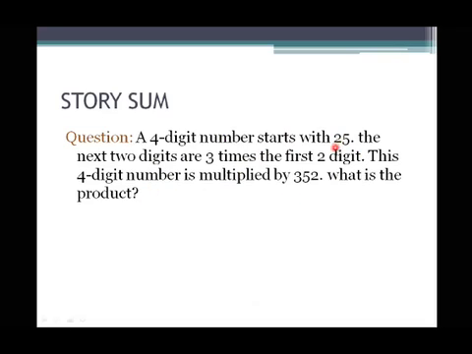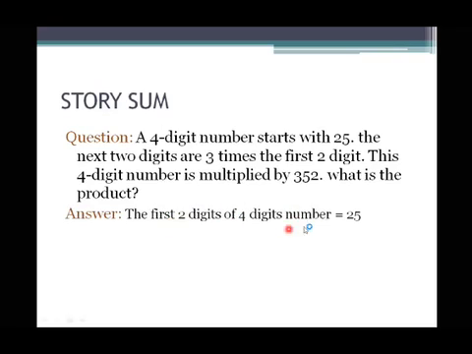In that 4-digit number, the first 2 numbers are 25. And what are the next 2 digits? They are 3 times the first 2 digits. That means you have to multiply 25 into 3. 25 into 3, you will get 75. Then you have to multiply the number with 352. So let us see the answer.